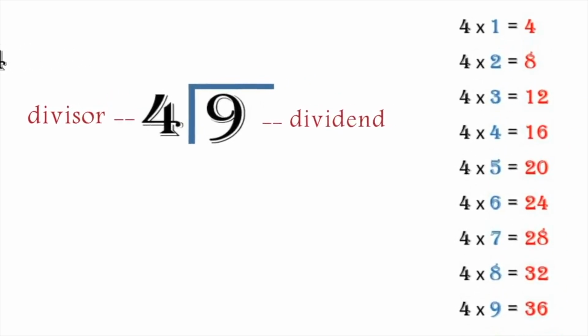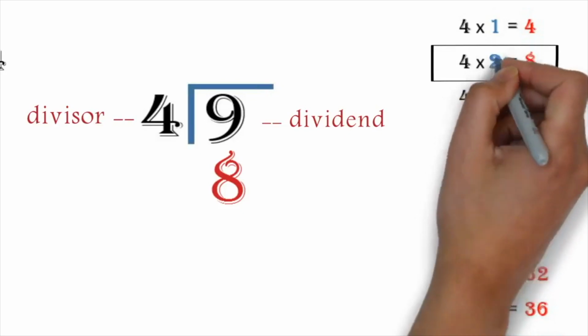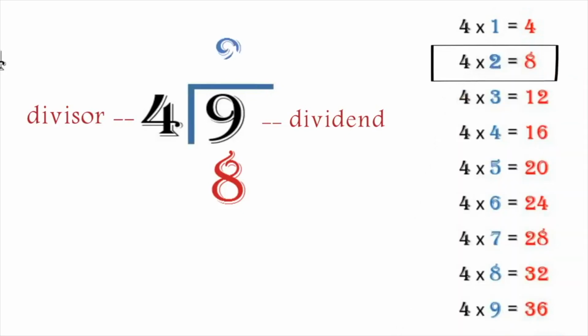We want to find the number that is closest to 9, but not greater than 9. Here we will see that 8 will be the closest to 9. We put the 8 here. Then we find the number that multiplied by 4 gives 8. We see that the number is 2. So we put the 2 as the quotient.